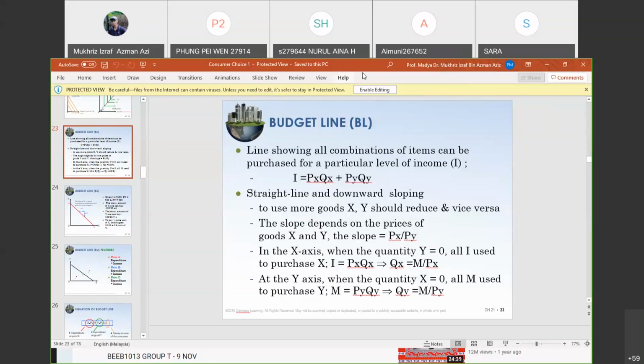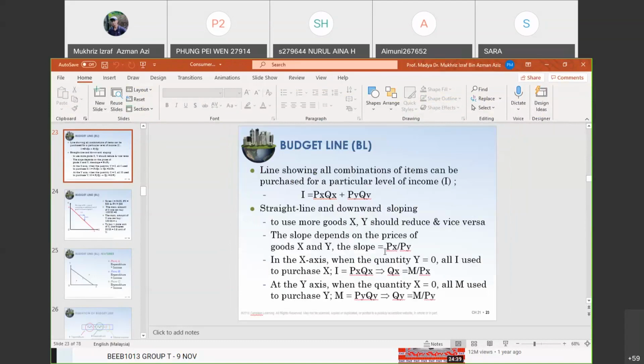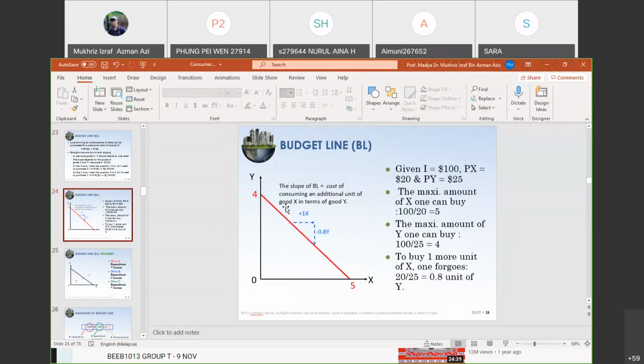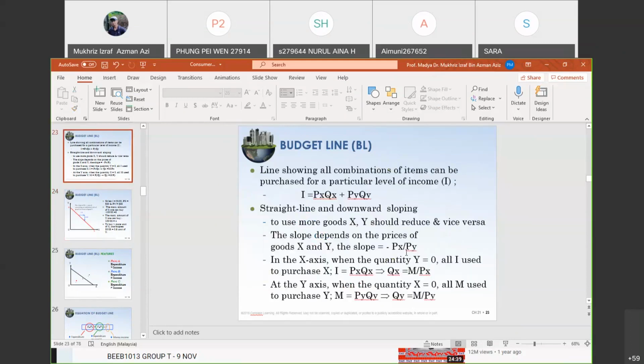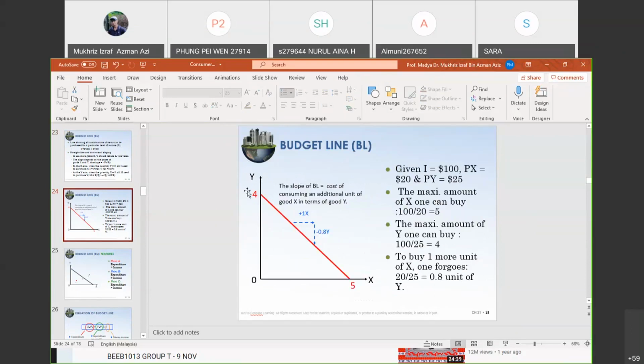But one thing that you need to add: whenever you calculate the budget line slope, there should be a negative sign here. Why negative? Because the budget line is downward sloping, so the gradient will always be negative. Although the formula here only mentions the ratio of price X over price Y, when you calculate it, because the budget line is downward sloping, the slope will mathematically be a negative value.